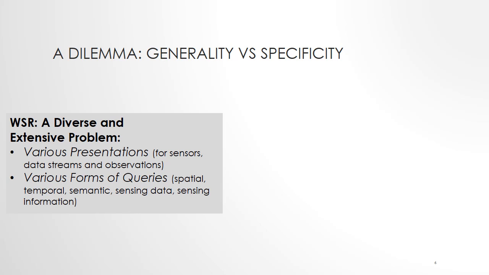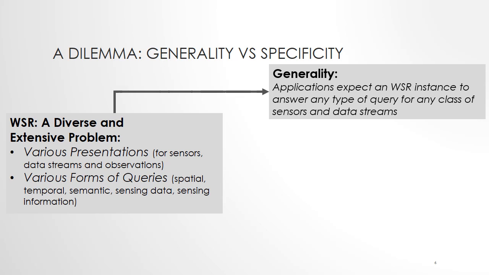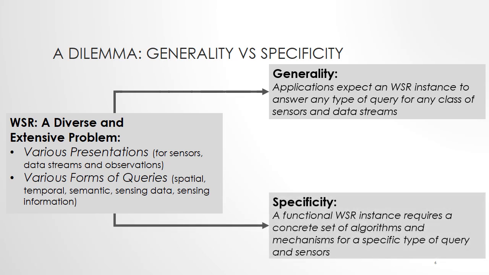This diversity introduces a dilemma between generality and specificity. A search engine is expected to answer any type of query for any class of sensors and data streams. However, a functional search engine requires a concrete set of algorithms and mechanisms for a specific type of query and sensor. So, how can we create a functional search engine that can actually find any sensing resources?